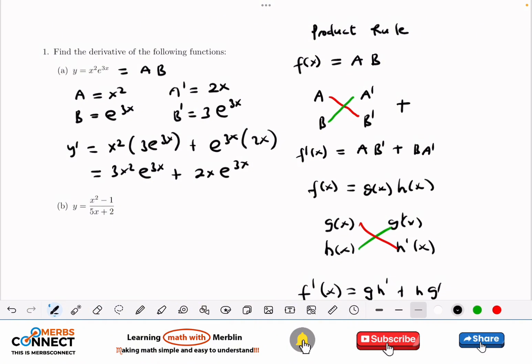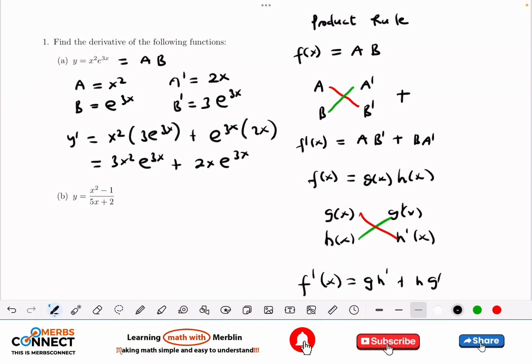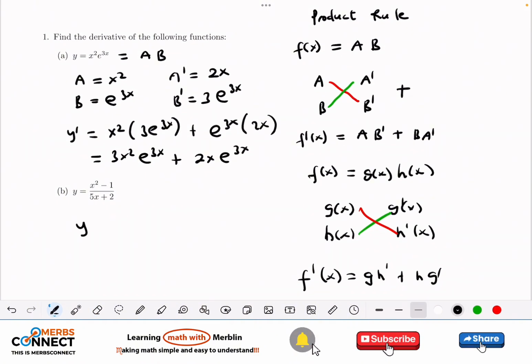This one, if I know how to do it very well, I'll just write y prime will be equal to, so I'm just talking about this one. So I maintain one of the functions, x squared. First I maintain x squared, then I differentiate the other function. Since I'm maintaining x squared, I just differentiate the other one, which will be times 3e to the power 3x, plus, now don't forget we maintain x squared and we differentiated e to the power 3x.